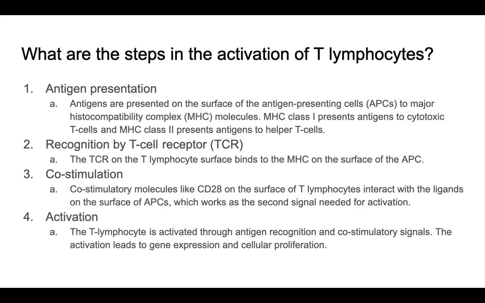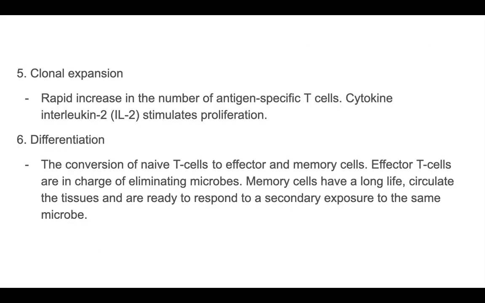The fourth step is activation. The T lymphocyte is activated through antigen recognition and co-stimulatory signals. The activation leads to gene expression and cellular proliferation. The fifth step is clonal expansion, which is the rapid increase in the number of antigen-specific T cells. Cytokine interleukin 2 stimulates proliferation.